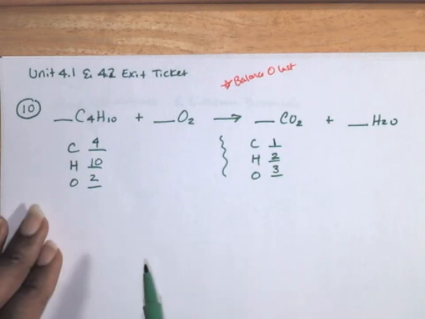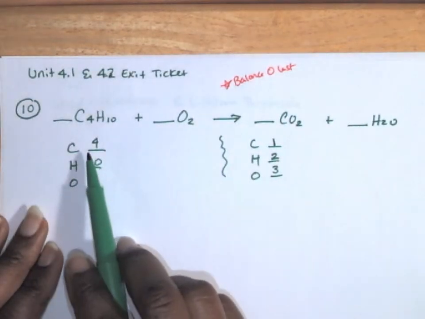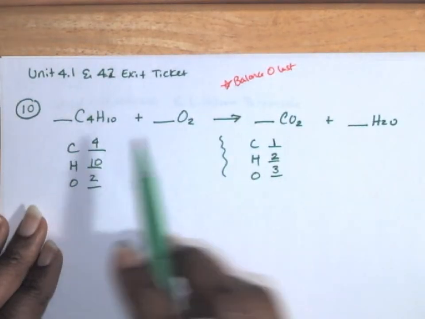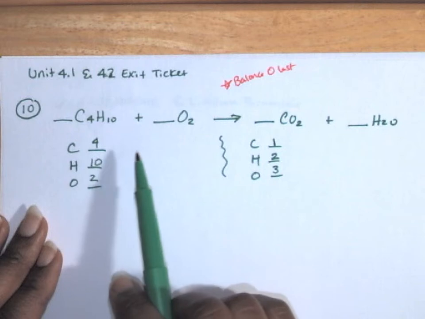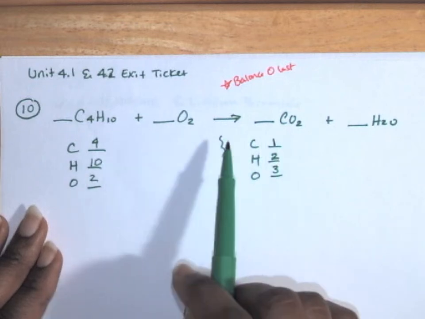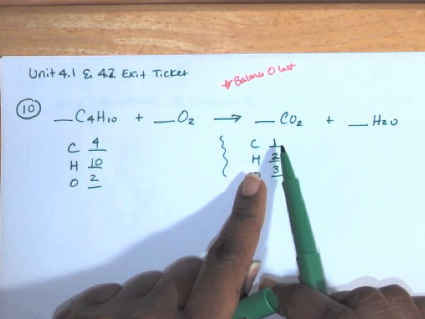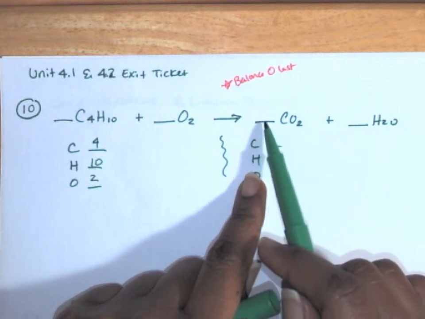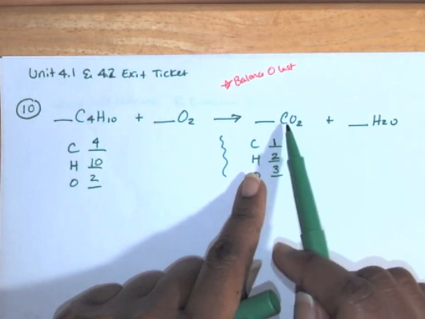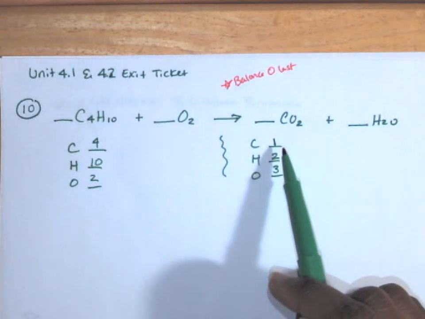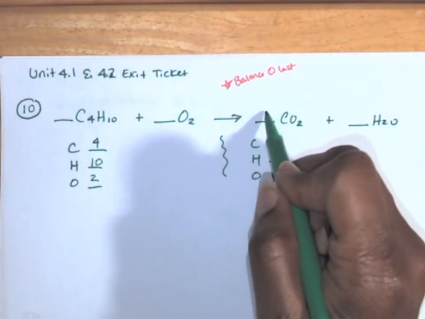Okay, so starting with the carbons, I have 4 on the reactant side, I have 1 on the product side. Well, what I want to do is I want to have the same number. So I'm going to go to the side that has the least number of carbons, which is the product side, and I'm going to ask myself, well, what coefficient could I put in front of CO2, since that's the molecule that has carbon in it, to get it to balance? And the answer to that is 4.